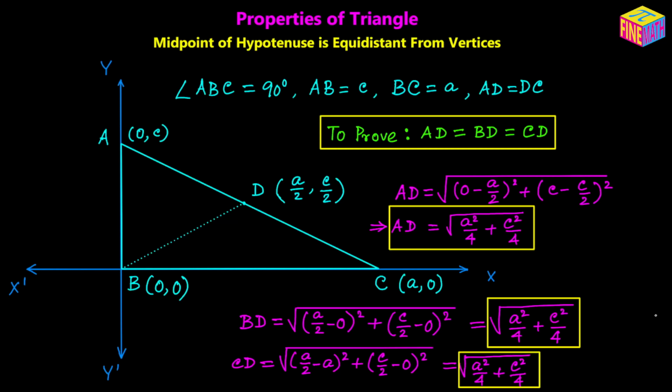And now if you look at all the three lengths there, you will see that the length of AD and the length of BD and the length of CD all appear to be equal, and their value is the square root of A squared over 4 plus C squared over 4. So no matter what the value of A and C is, the length of AD, BD and CD will always be equal. And this is the proof. So from here we can say that AD is equal to BD is equal to CD, which we can clearly see from this proof. This is a very interesting property of triangles, and we are going to use this property also along with the other properties while solving problems in heights and distance.